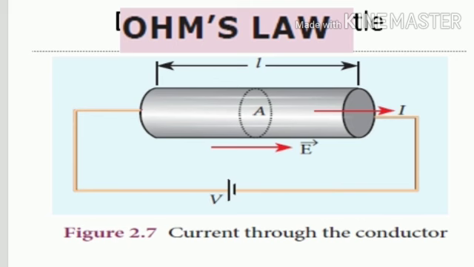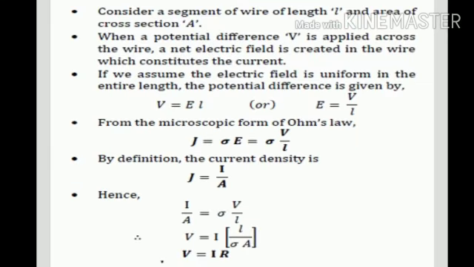Next, we are going to derive the expression for Ohm's law. For that, the experimental setup is given here. Let us consider a segment of wire of length L and area of cross section A. When a potential difference V is applied across the wire, a net electric field is created in the wire which constitutes the current. If we assume the electric field is uniform in the entire length, the potential difference is given by V is equal to E into L, or E is equal to V by L.